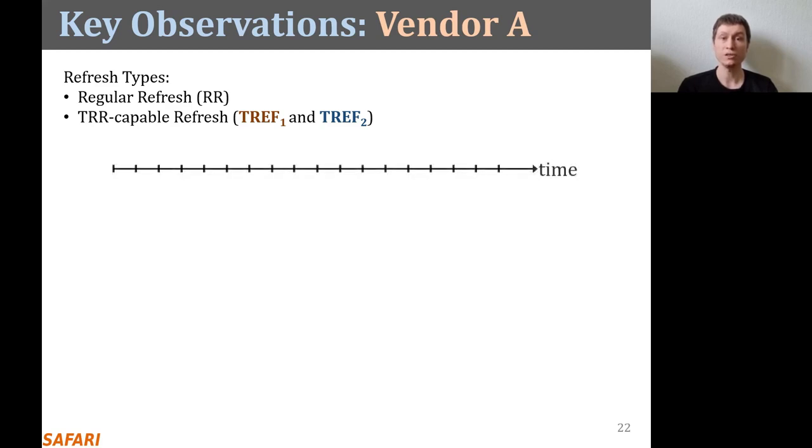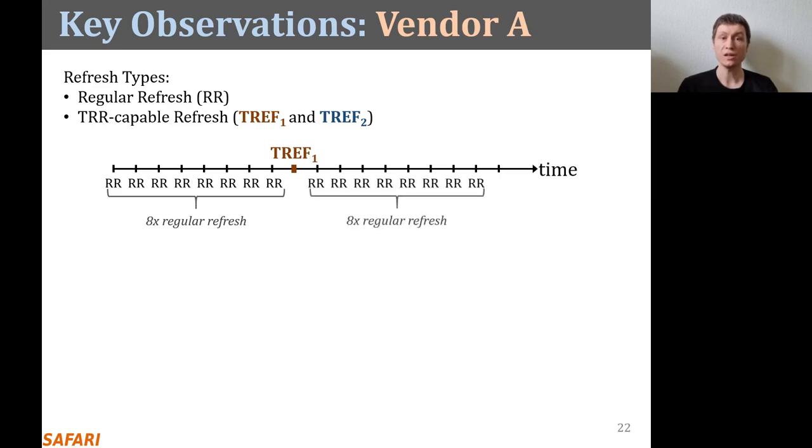In this timeline, each tick represents a refresh command that the memory controller periodically issues. During the first 8 refresh commands, the DRAM chip performs a regular refresh operation. On the 9th refresh command, the TRR mechanism performs TRR-capable refresh TRF1, which I will explain shortly. The next 8 refresh commands are again used to perform regular refresh, and they are followed by TRF2. Overall, the TRR mechanism uses every 9th refresh command to perform TRF1 and TRF2 in an interleaved manner.